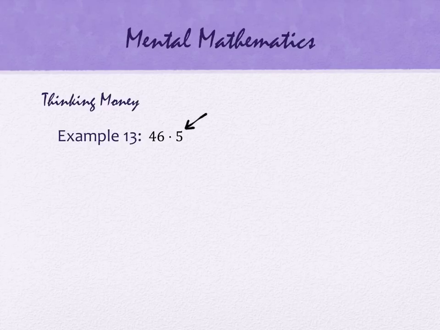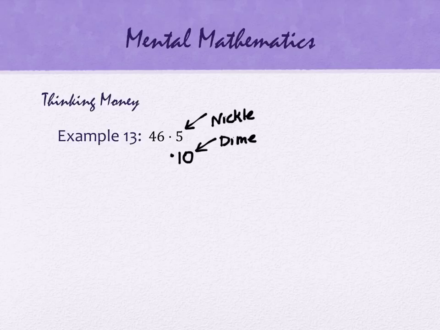If we think of 5 as a nickel, then we could say that this is actually saying I have 46 nickels. I don't want 46 nickels. That's a lot of coins. So let's say that instead of having 46 nickels, how many would I have if it were in dimes? Well, I'd have half as many. So instead of 46 nickels, I'd have 23 dimes.